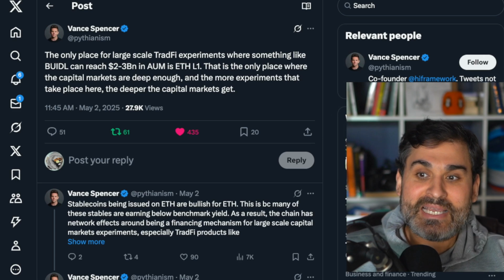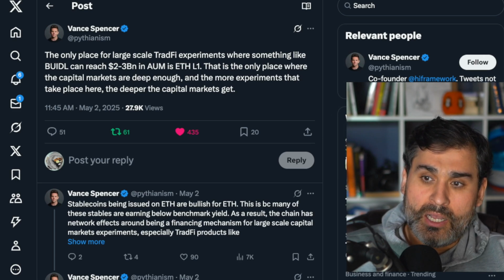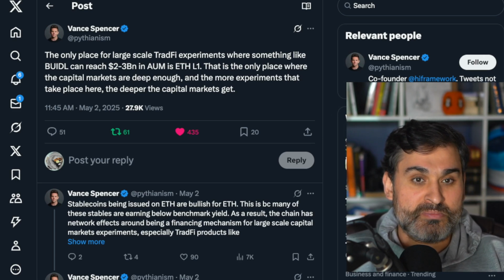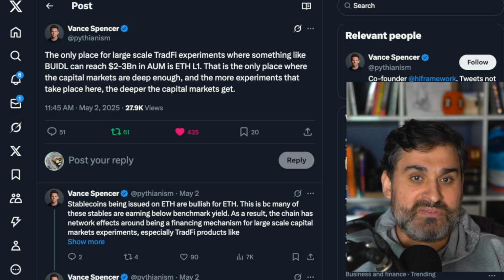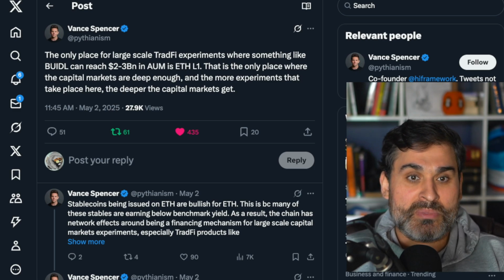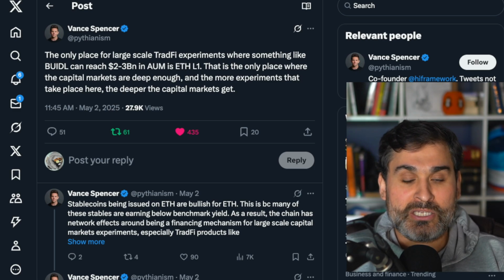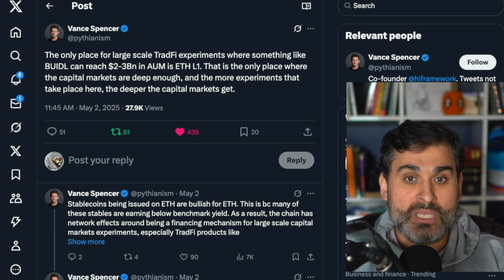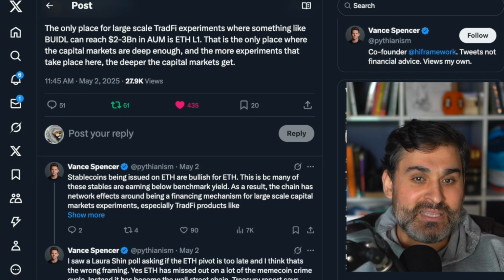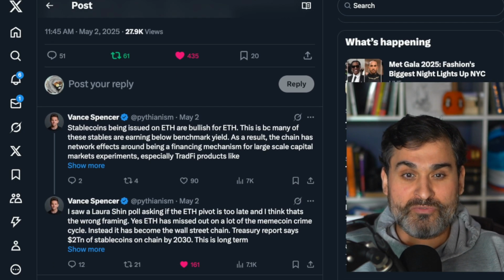Okay, I really like this idea from Vance Spencer, and this is tying into this BUIDL thing. He says the only place for large-scale TradFi experiments where something like BUIDL can reach $2 to $3 billion in AUM is on Ethereum Layer 1. He says that's the only place where the capital markets are deep enough, and the more experiments that take place here, the deeper the capital markets get. I think this is a really interesting point, and I think not enough people are aware of this.